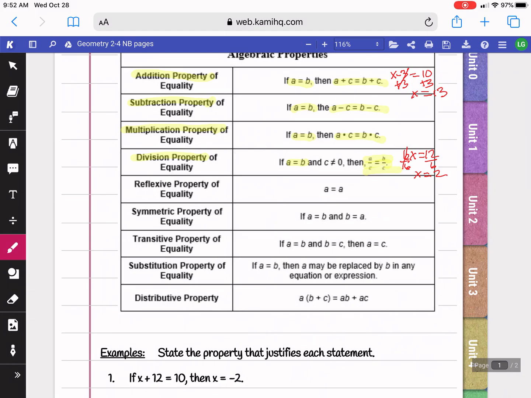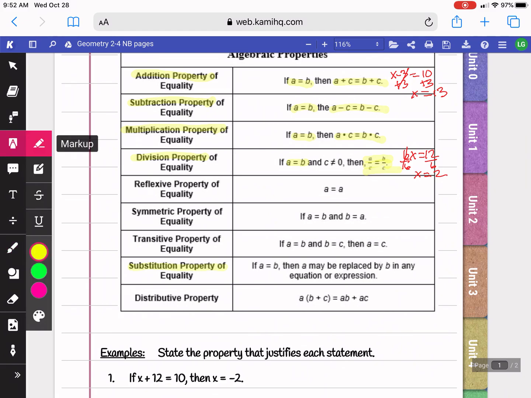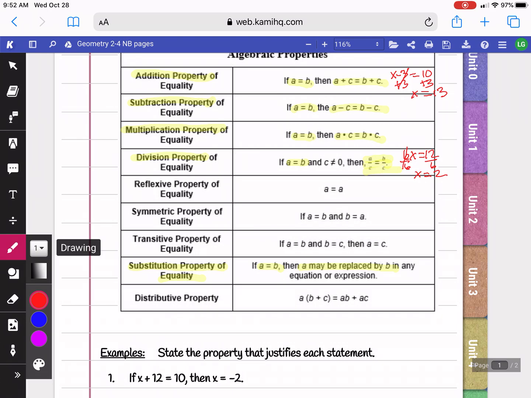Another property that you use a lot is called the substitution property of equality. That's when if you have two things that are equal, like let's say a equals b, then you can actually replace a with b in an expression. An example when you've used this before is when you're combining like terms. So if I have like 10x plus 2x and I replace it with 12x, I'm substituting because 10x plus 2x and 12x are the same.